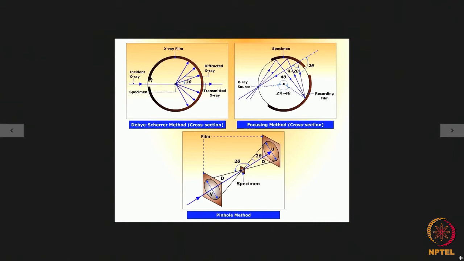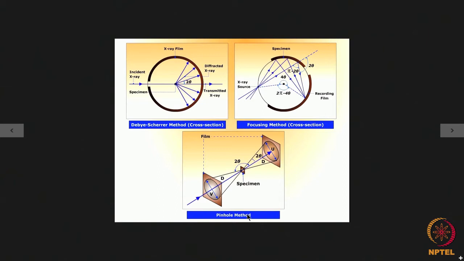Now, this film, after exposure is over, is taken to a dark room, developed, fixed and dried, and then all those diffracted spots are analyzed. In the focusing method, we use a camera of this type, again a light-tight camera, and here instead of putting the specimen in the form of a needle at the center, we put a specimen on the surface of the camera, and the recording film is wrapped in a larger part of the surface too, and the X-ray source lies on the surface. So in this case, the X-ray source, specimen and the recording film are all lying on one circular area.